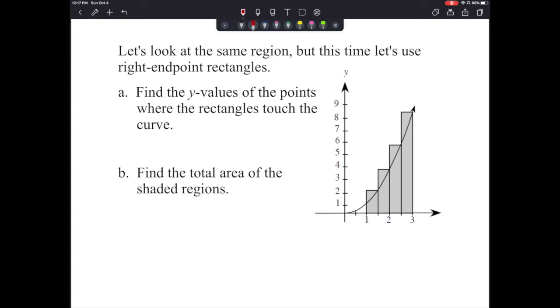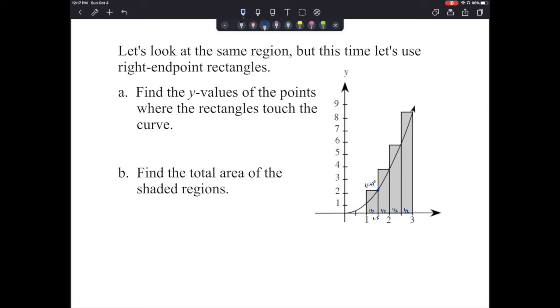So the same setup, we still have 4 subintervals, still using the same function. Letter A says find the y values of the points where the rectangles touch the curve. So now, when we're looking at our first rectangle, remember, these still have the same base. They're all still 1/2. But our right endpoint rectangle gives us a point right here. So our input on this one would be 1.5. So we have 1.5 squared.